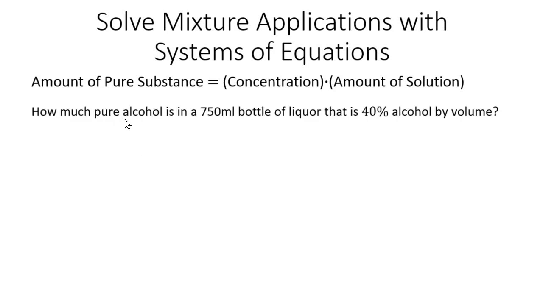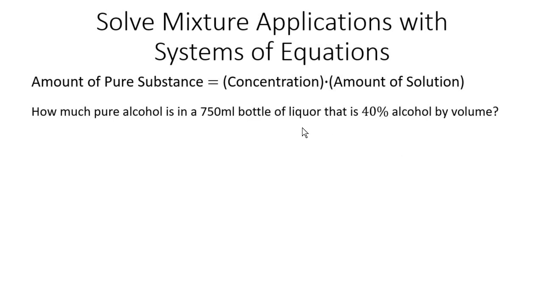So how much pure alcohol is in a 750 milliliter bottle of a liquor that is 40% alcohol by volume? So if it's 40% alcohol by volume, let's see. That means that the proof would be 80 proof. So 40% alcohol by volume would be an 80 proof bottle.